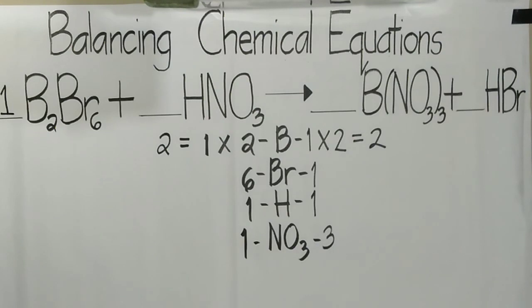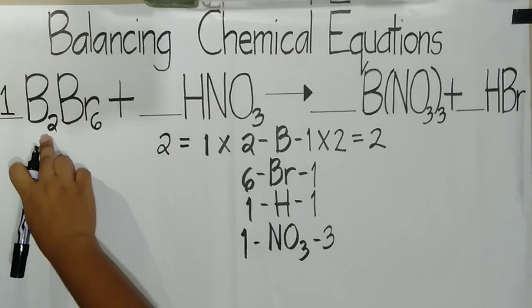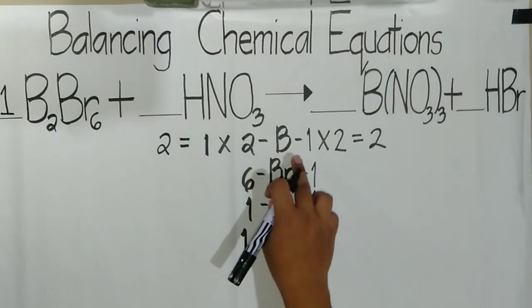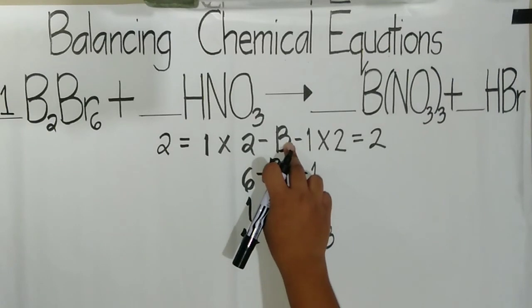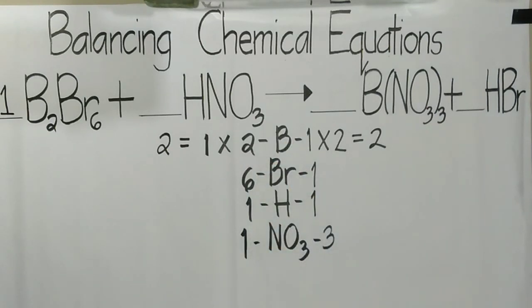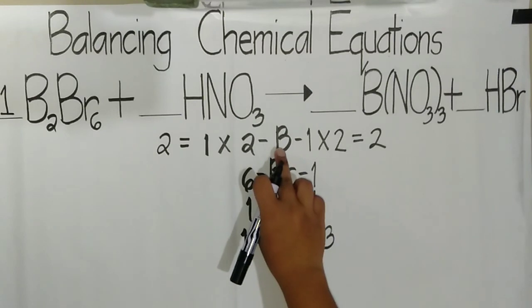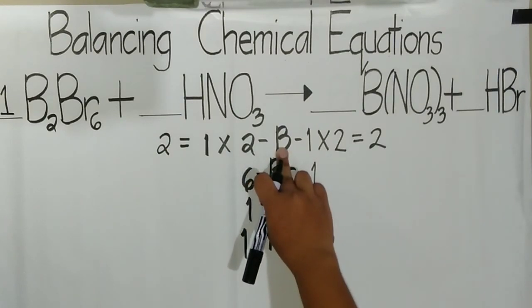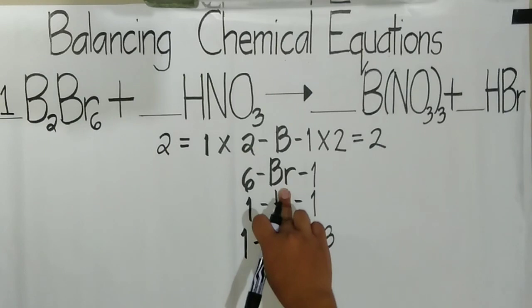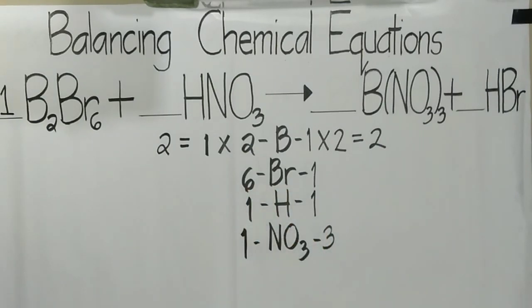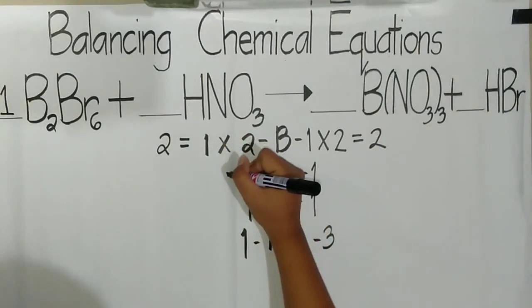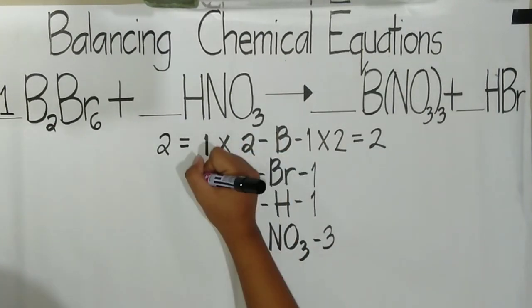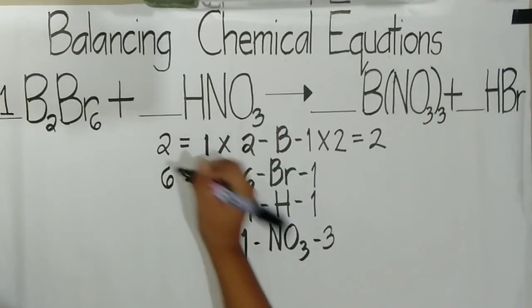So, in the bromine, since this is a compound, what we have done in the boron, we are also going to do in the bromine because they are affected by each other. They are connected. So we multiply boron by 1, so we are also going to multiply the bromine by 1. So, 6 times 1 is equal to 6.